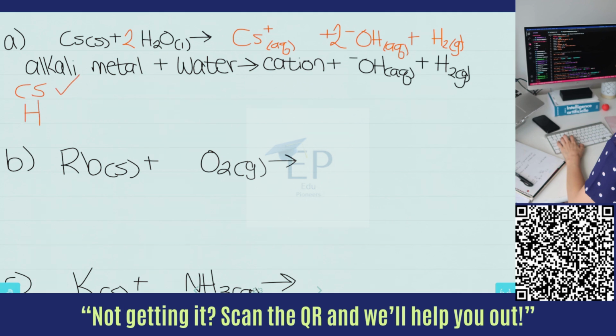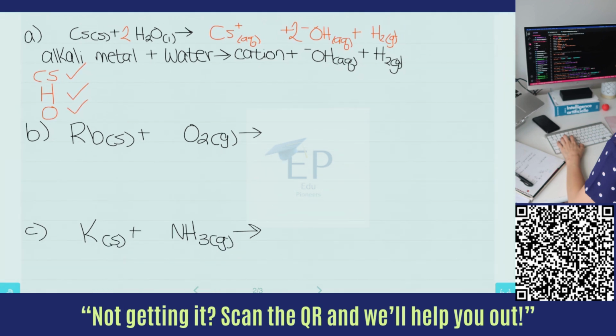Now we can check hydrogen. We have 4 on each side, so that looks good also. And then we look at oxygen. We see that we have 2 oxygens on each side, so that looks good. The reaction is balanced. Let's move on to the next part of the question.